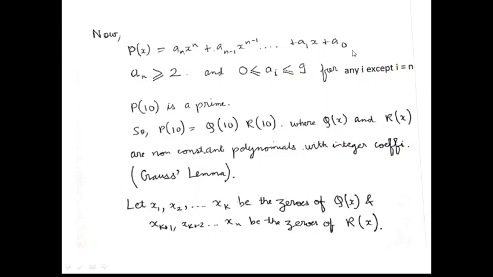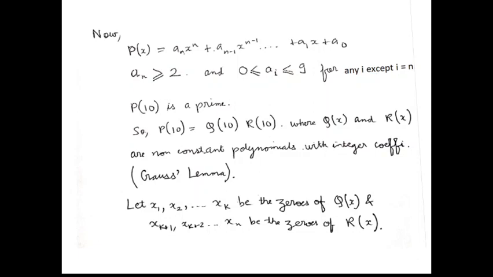P of 10 is a prime because a_n, a_(n-1), a_(n-2)... is the decimal representation of the prime number a_n a_(n-1) a_(n-2) ... a1 a0, whole bar. So p of 10 is a prime, it is a fact, and we are going to prove by contradiction that the polynomial is irreducible.